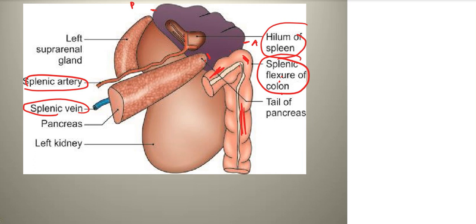And this is left kidney. See how spleen lies on left kidney. This is the part of spleen, this is the part of left kidney. So the anterior surface of kidney makes an impression on spleen in its inferior part. Because of this impression, it is called left kidney or renal impression.